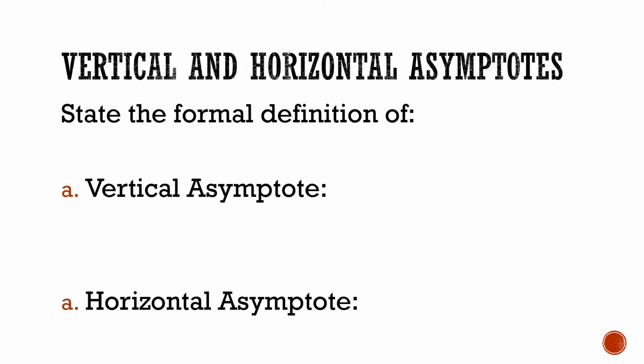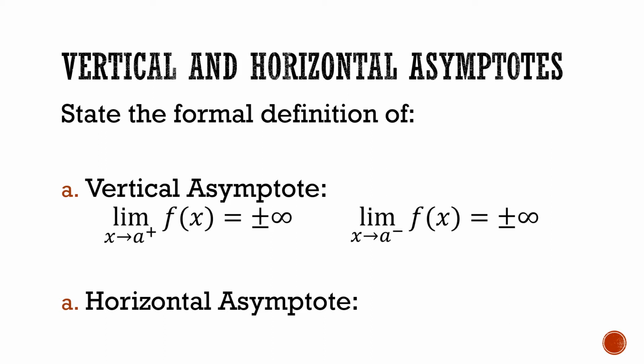So for a vertical asymptote, we say that we have one if the limit as x approaches that number, wherever the asymptote is, goes off to infinity or negative infinity. So again, the limit as x approaches the number goes to infinity or negative infinity from the left and from the right hand side. For horizontal asymptotes, we're talking about end behavior.